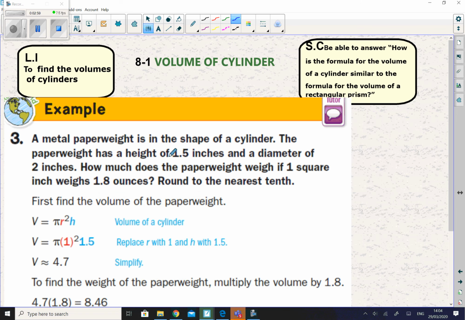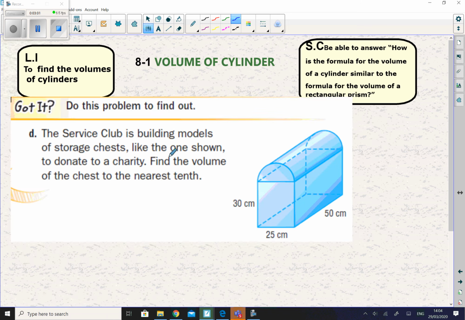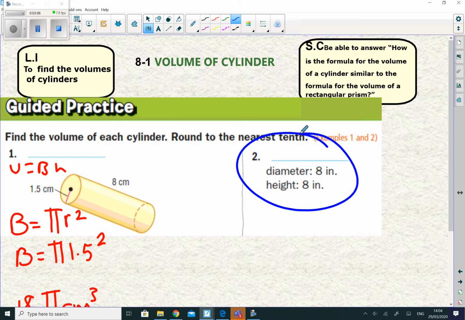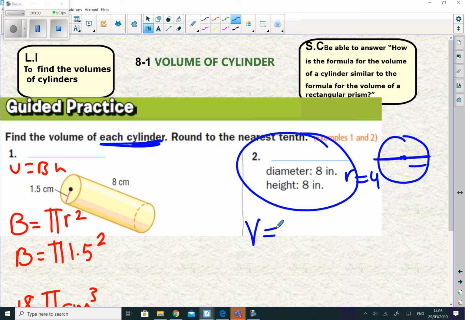I will show you one of these examples here. I will solve this one. The diameter is 8 inches and the height is 8 inches, and he wants to find the volume of the cylinder. We know that the diameter is the whole line. I need only half of it, so the radius is equal to 4. But what is the rule that I'm going to use? Volume is equal to pi r squared times height.